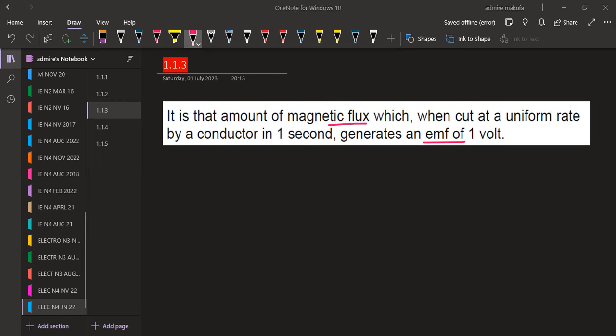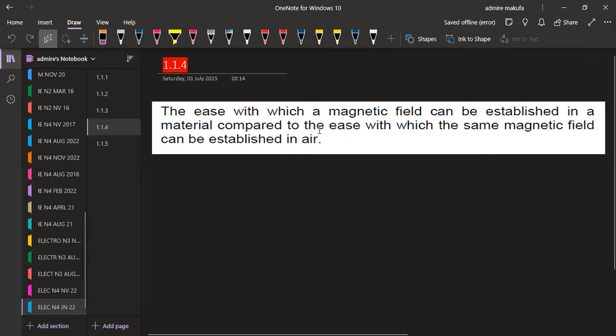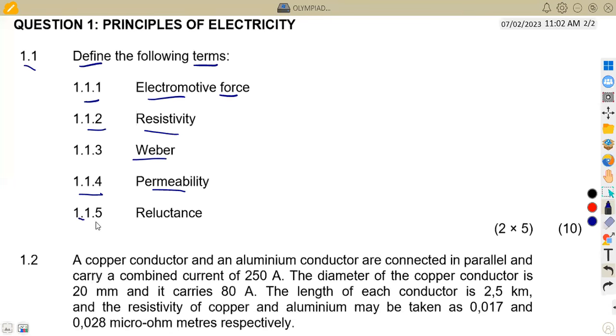Then the other part, which is 1.1.4, is permeability. What is it that we know about permeability? This is the ease with which a magnetic field can be established in a material compared to the ease with which the same magnetic field can be established in air. That is the permeability. Then we have the last part, which was reluctance.